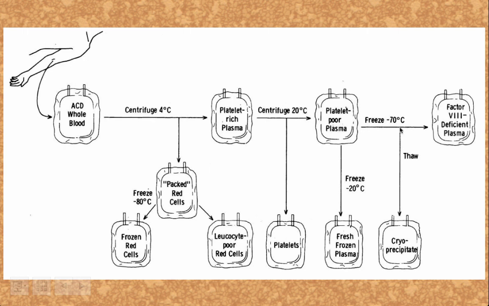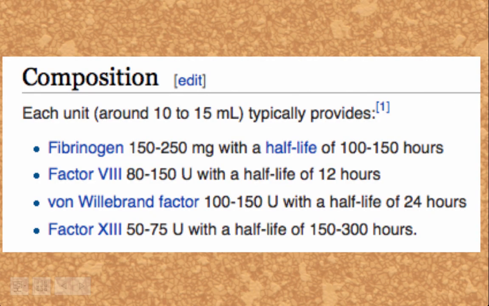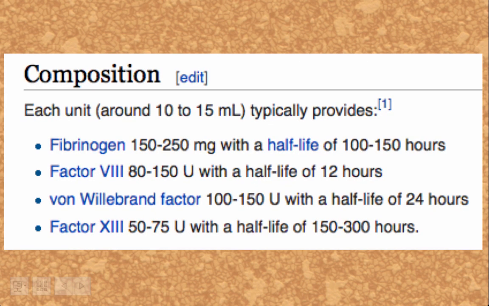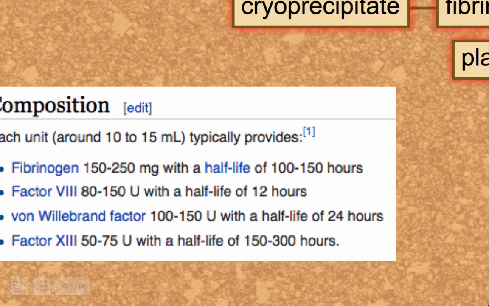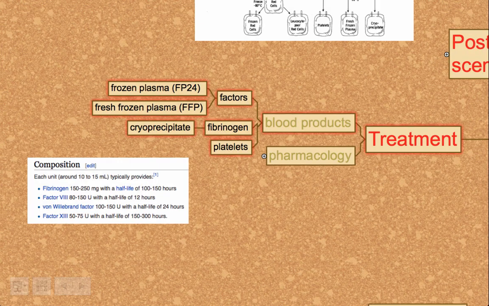Only about 10 to 15 milliliters of cryoprecipitate can be produced from a single donor's fresh frozen plasma, so it is usually pooled. That pooled product of cryo has significant concentrations of fibrinogen, factor 8, von Willebrand factor, and factor 13. So let's start putting some of this to application.